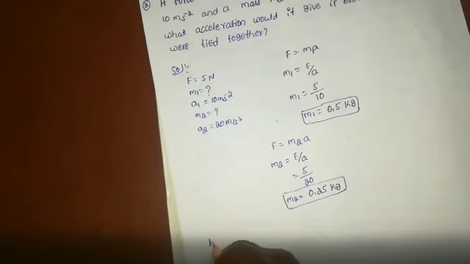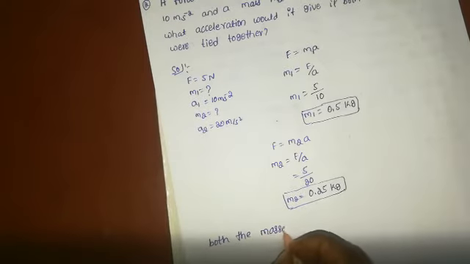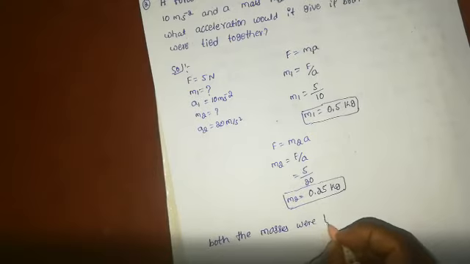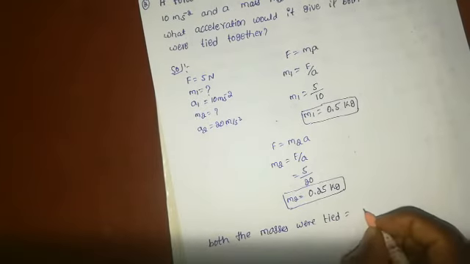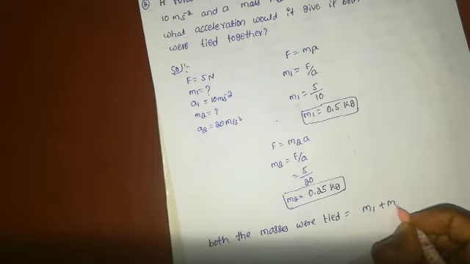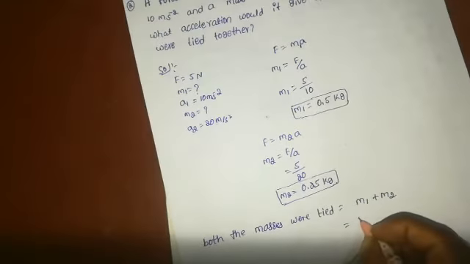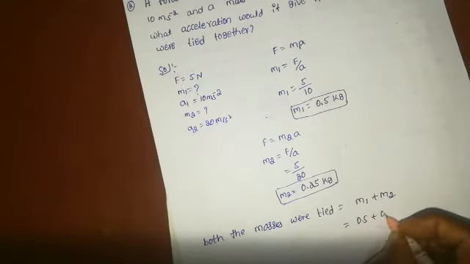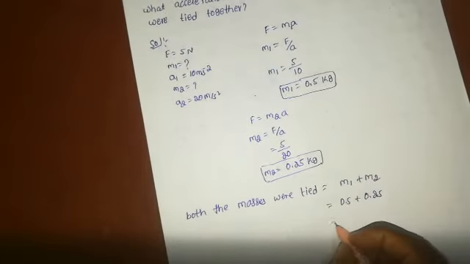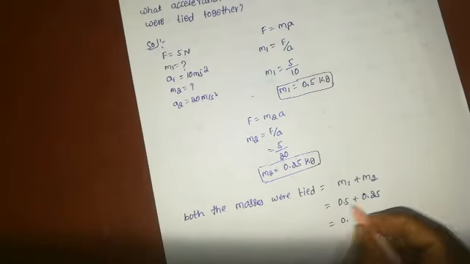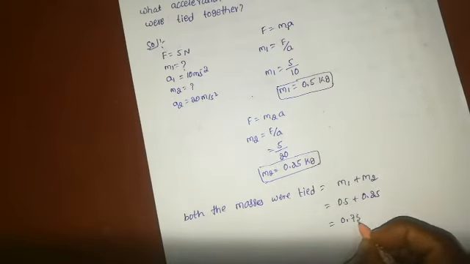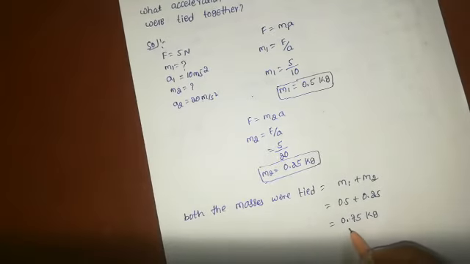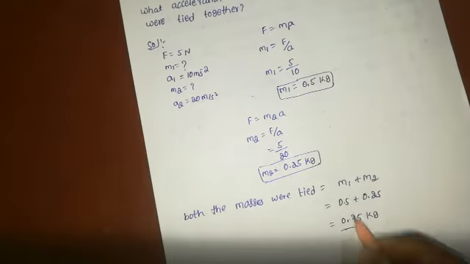If both the masses are tied, we have to add m1 plus m2. That is equal to m1 is 0.5 kg plus m2 is 0.25 kg. When we add these, we get 0.75 kg. Now we have the mass 0.75 kg, and the force is 5 newton.